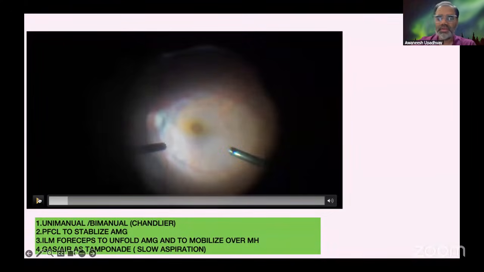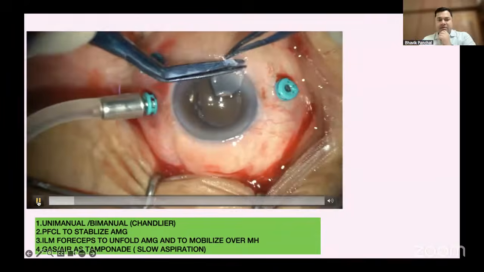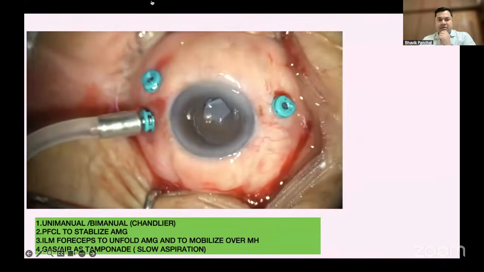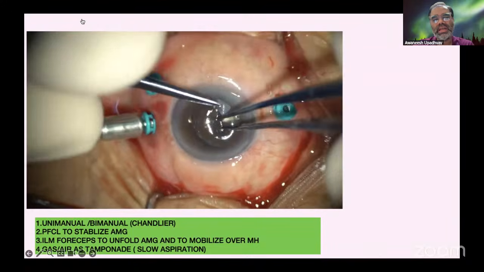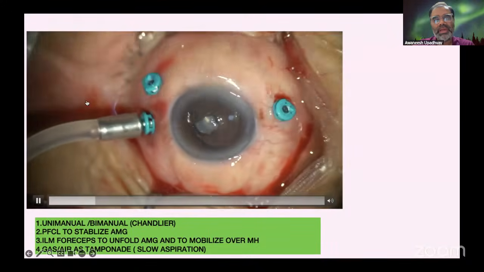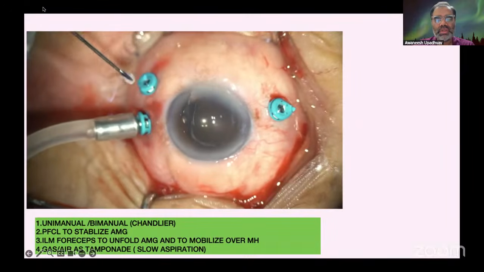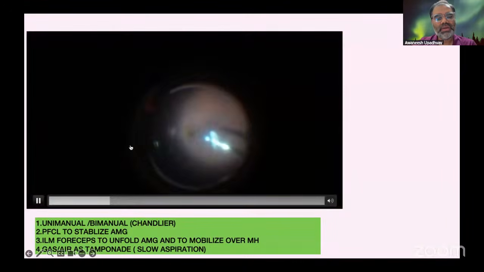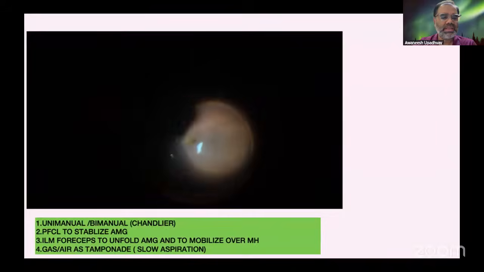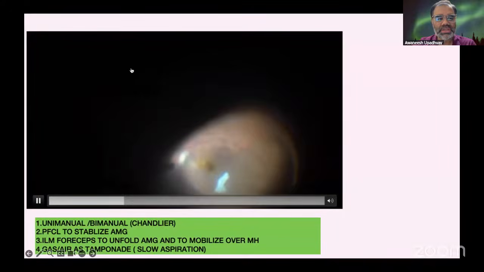So this is basically a case of a failed macular hole following a prior RD surgery, which had an ILM macular hole. We peeled it off, but the hole did not close. And this is after silicone oil removal. You can see the hole is very large. And here we have tried to use an AMG.